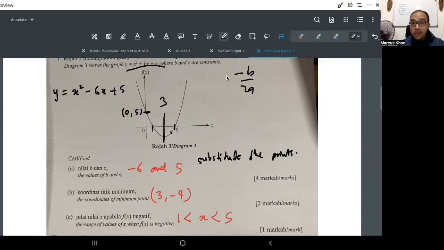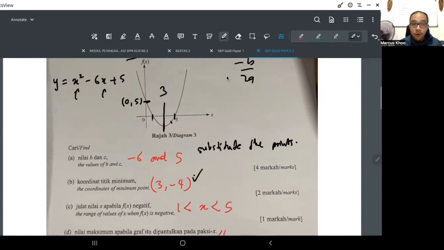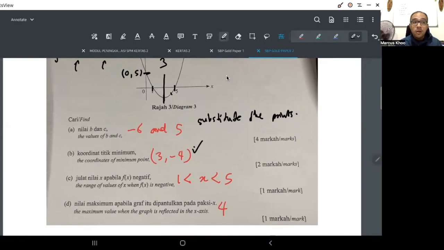So you know the x coordinate already, right? The x coordinate is 3, so you sub in 3 into here and you will be able to get the answer y equals -4, and that is your minimum coordinate. Okay, 3 and -4.